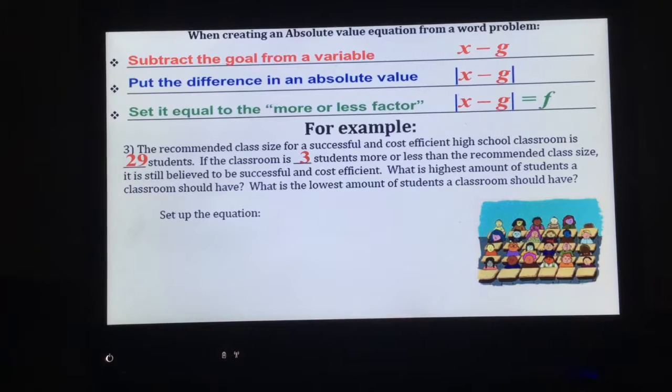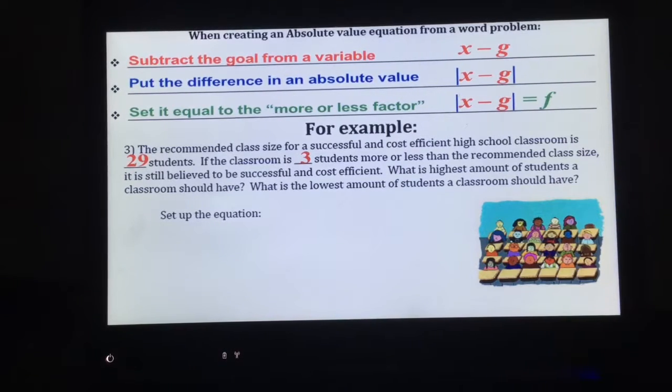All right, so now we're going to go ahead and set up the equation. So again, we need to first locate the goal. And in this case, the goal is 29 students. So we're going to take x and subtract 29. Because that's the variable minus the goal. All right, step 2 is to put absolute values around this. All right, so there's my absolute values. And then step 3 is to set this equal to the more or less factor. Now the more or less factor is 3, so we're going to set this equal to 3. Now this is just the setup, and you will get points for just setting it up.